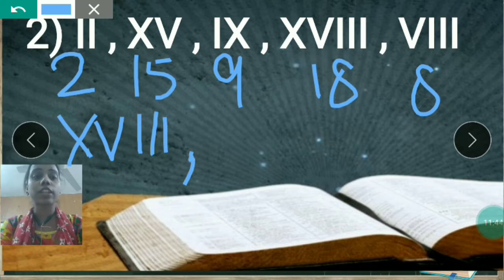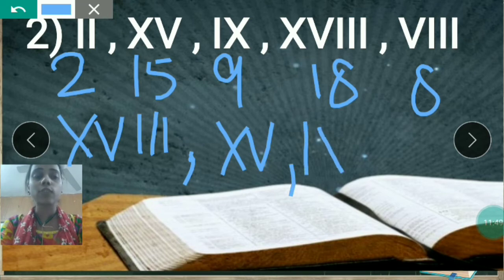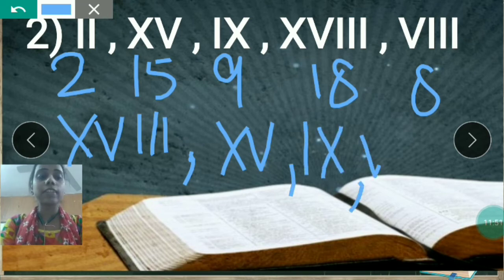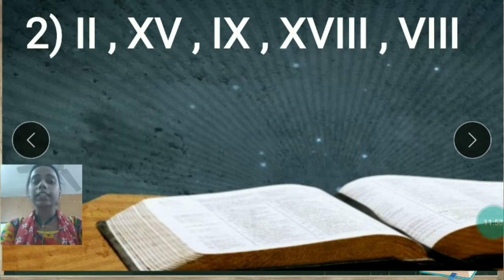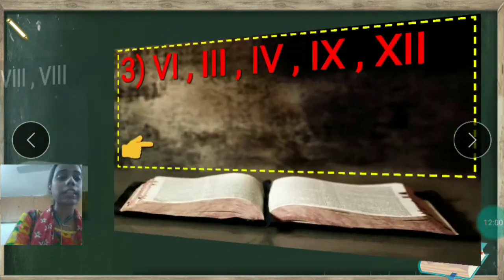After 18, which one is greatest? 15. So, I will write 15. After 15, which one is greatest? 9. So, I will write 9. After 9, 8 is greatest. So, I will write here 8. And after that, which one is there? Number 2. So, in this way, we will arrange in descending order. Let's move to another example.